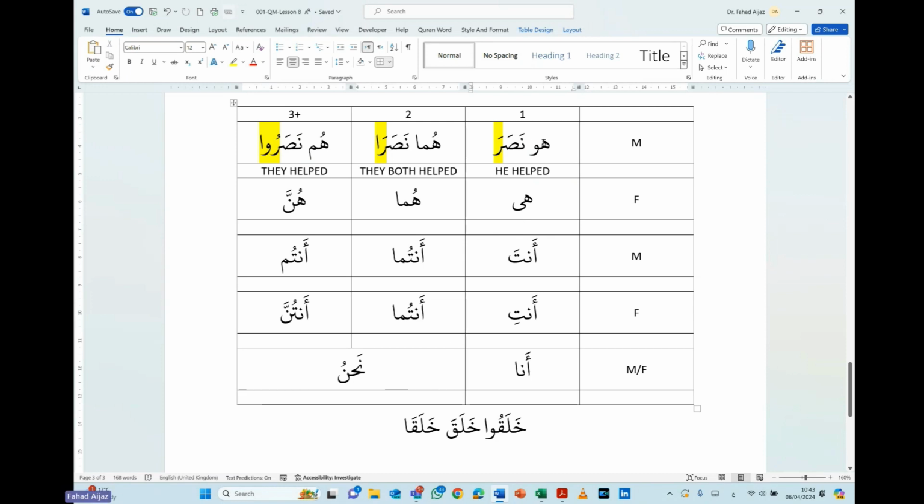So, huwa nasara, huma nasara, hum nasaru. I'll give you 30 seconds to just say it out loud in your mind so you're comfortable with this. Just these three for now. Just say it out a few times. 30 seconds, please. And then I'll move on, inshallah. Okay? Any questions? Ask.